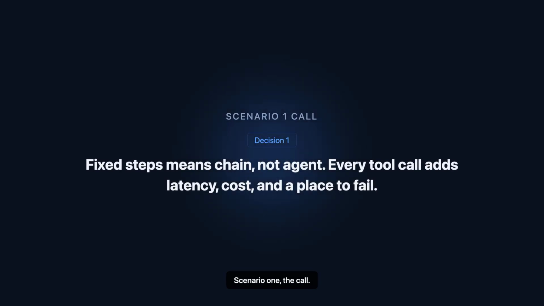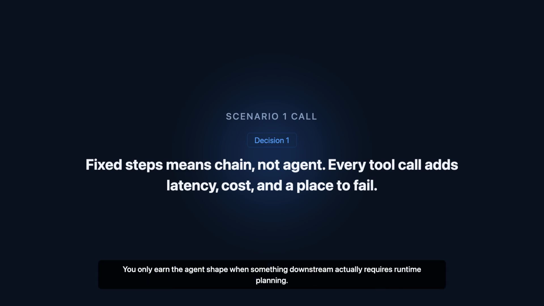Scenario 1. The call. Fixed steps in a known order means a chain, not an agent. Every additional tool call adds latency, adds cost, and adds another place the pipeline can fail. You only earn the agent shape when something downstream actually requires runtime planning.